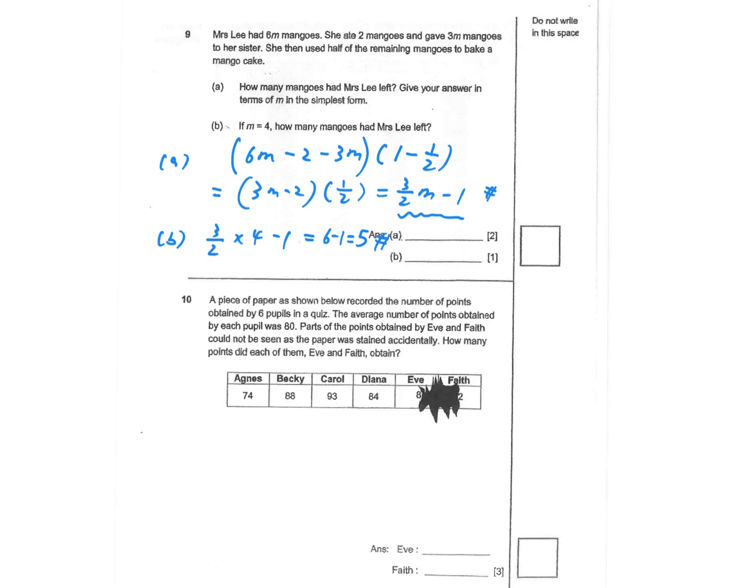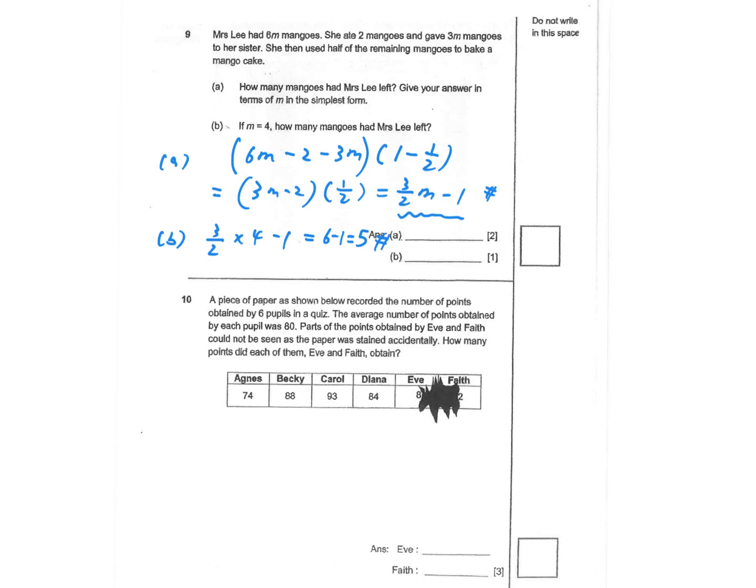Question 10. A piece of paper was shown below. It recorded the number of points obtained by 6 pupils. The average number of points is 80. Part of the points obtained by Eve and Faith could not be seen as the paper was stained accidentally. How many points did each of them, Eve and Faith, obtain?